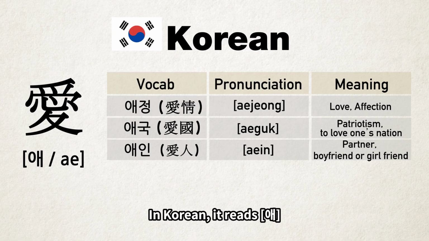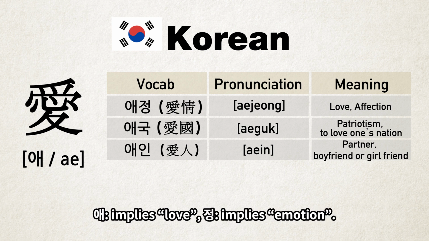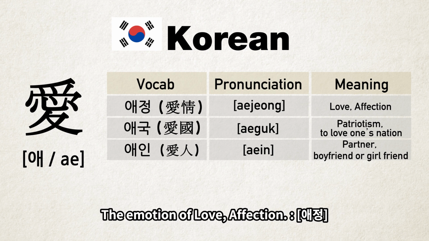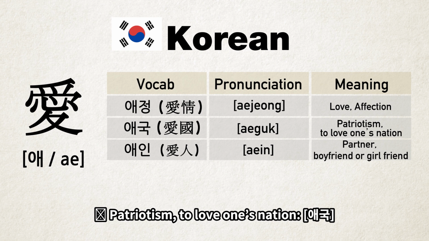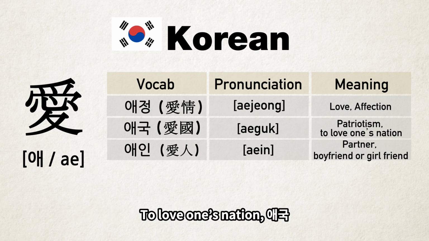In Korean, it reads 애. And here are the vocabs. The emotion of love or affection. 애정. 애 implies love. 정 implies emotion. The emotion of love or affection. 애정. To love one's nation. 애국. 애 implies love. 국 implies country or nation. To love one's nation. 애국.